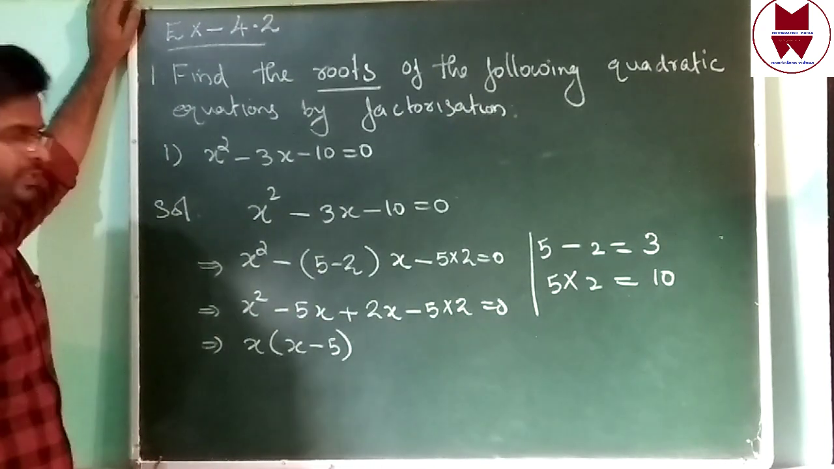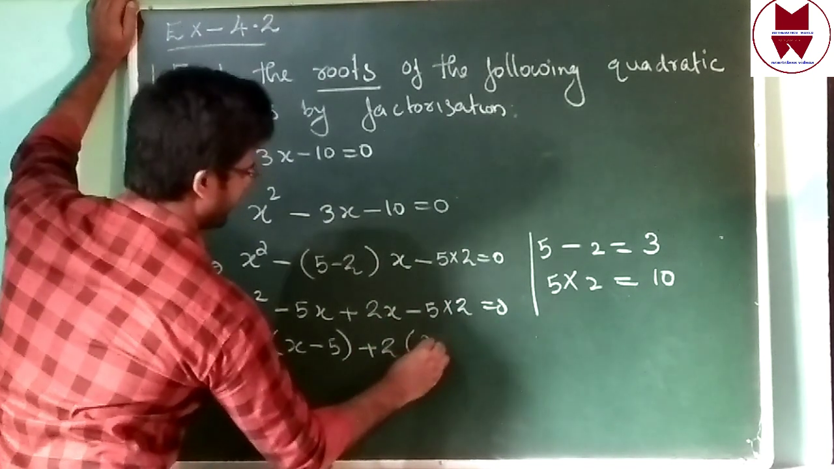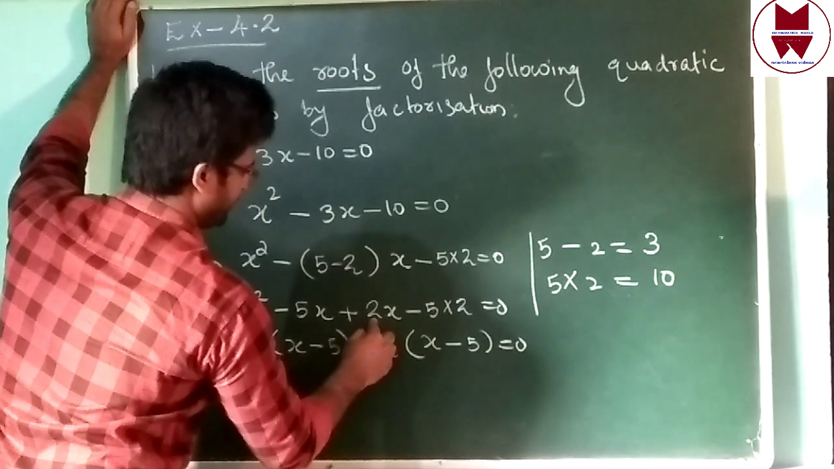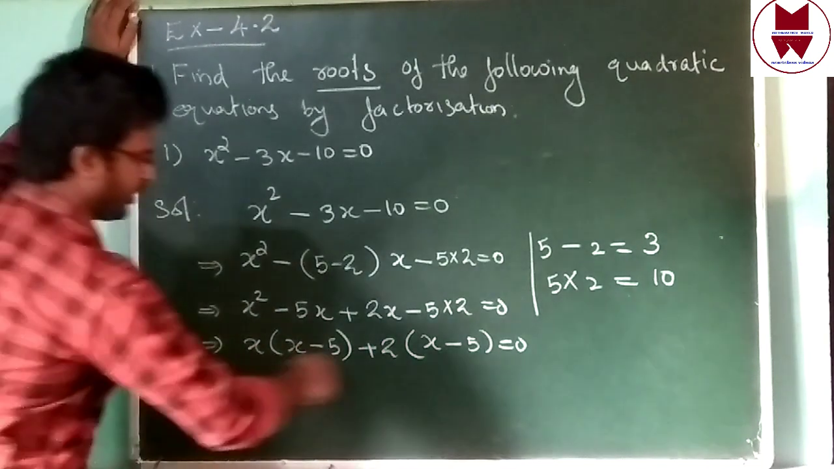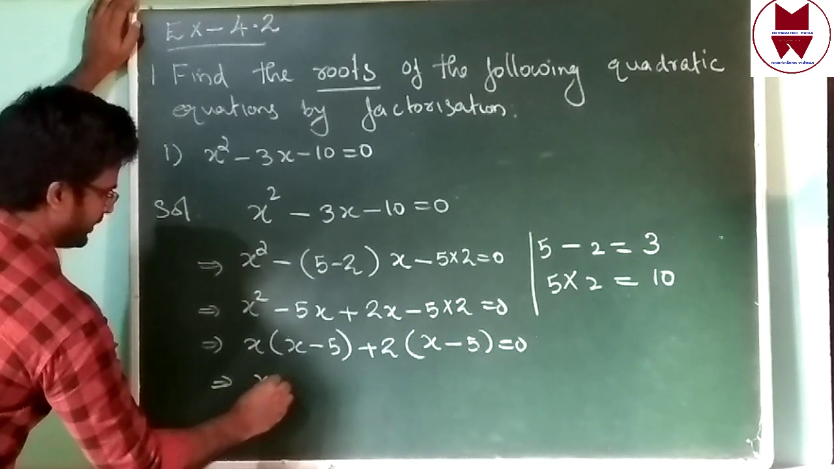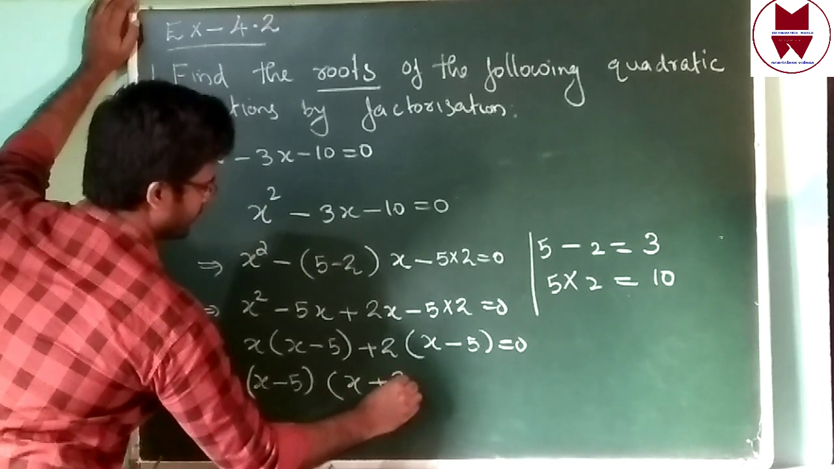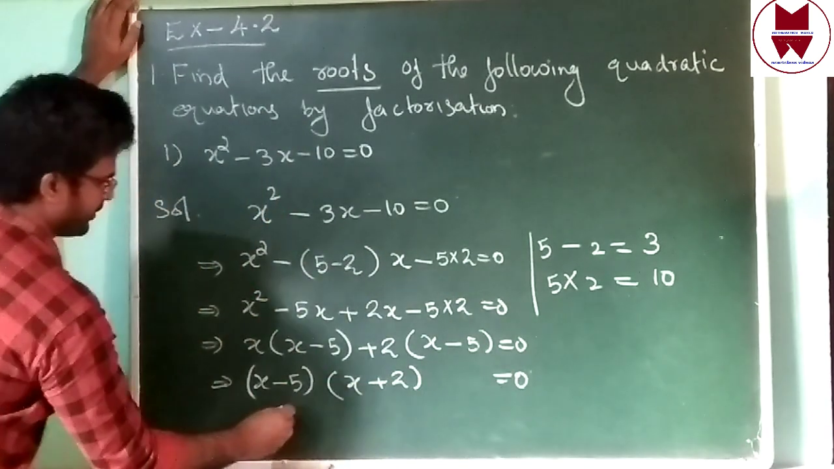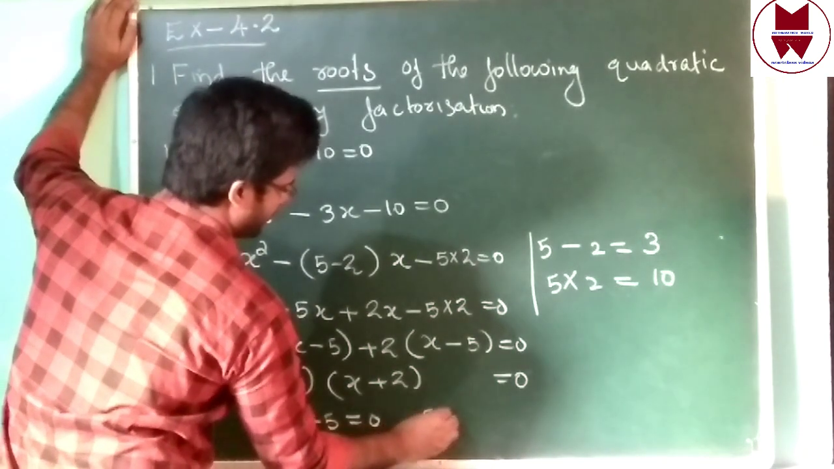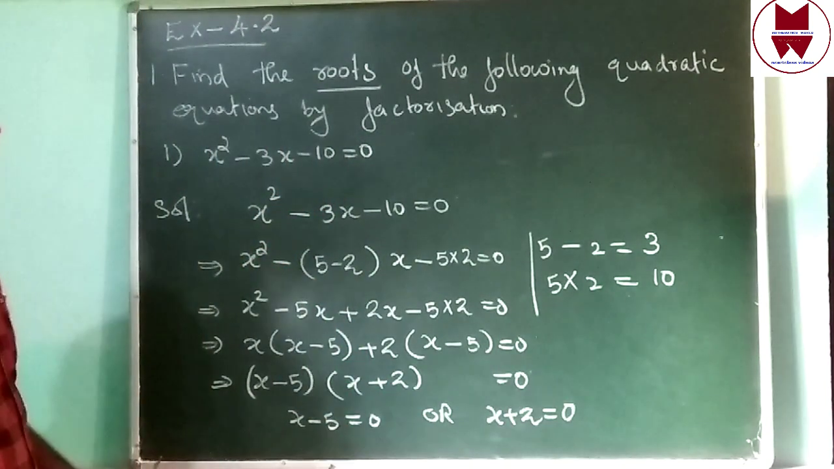In the last two terms, what is common? 2, here also 2. Take plus 2 outside, then the remaining is x minus 5 equal to 0, because I took this 2 and this 2 commonly outside. Then altogether, what is common? x minus 5, here also x minus 5. Take it outside. Then the remaining is x, and here the remaining is plus 2, equal to 0. x minus 5 equal to 0, or x plus 2 equal to 0. Those we set to 0 separately.